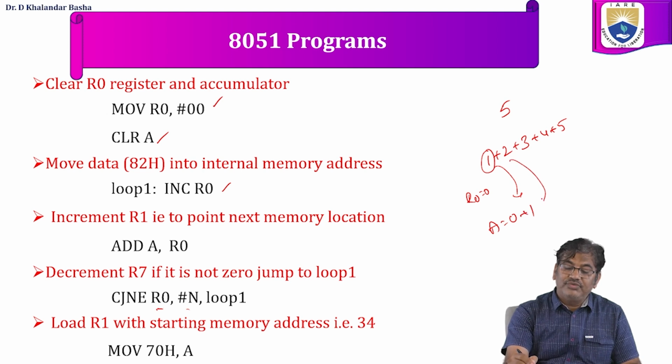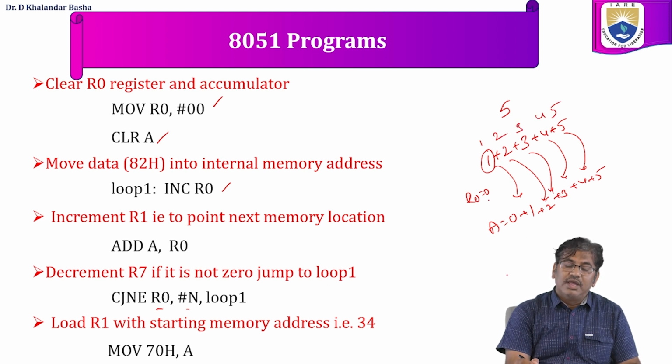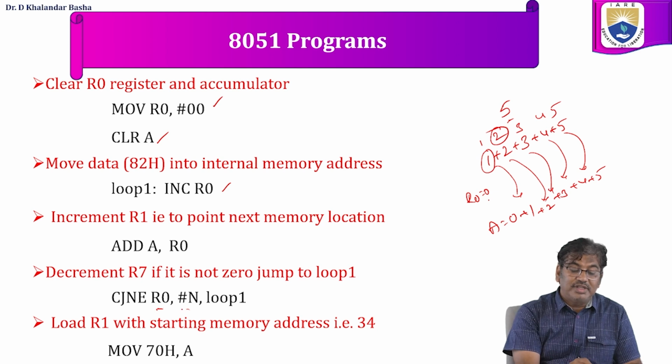After this 2 will be fetched and added, 3 will be fetched and added, 4 is fetched and added, 5 is fetched and added. So in every iteration, the R0 value becomes 1, 2, 3, 4, 5. Every time we check the R0 value, whether it is equal to n, that is 5, the number of transactions we want to do. We will compare this.